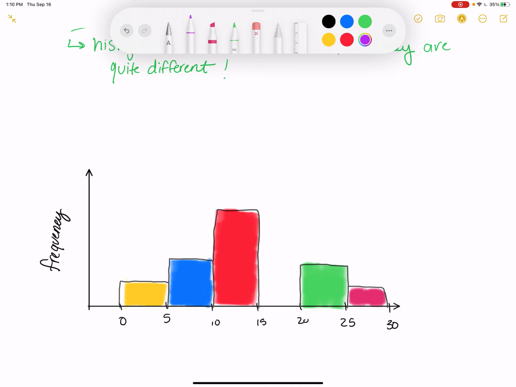Okay. To satisfy Brooke, we'll keep going. Alright. Notice that down here there are no gaps between bins.